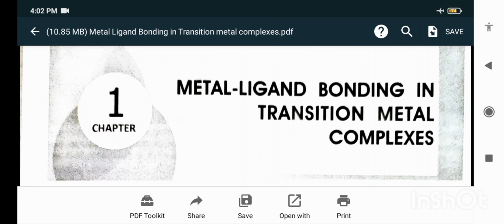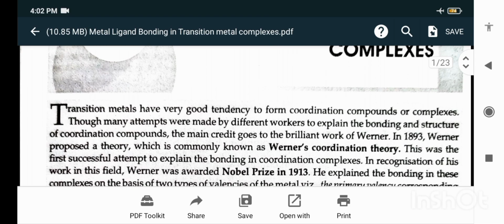Let's start the chapter Metal Ligand Bonding in the Transition Metal Complexes. Transition metals have a very good tendency to form coordination compounds or complexes, though many attempts were made by different workers to explain the bonding and the structure of the coordination compounds.